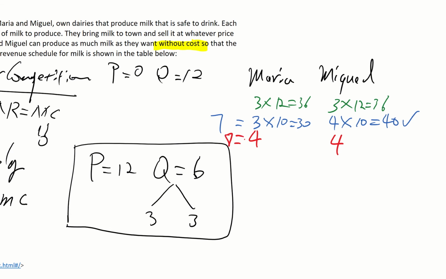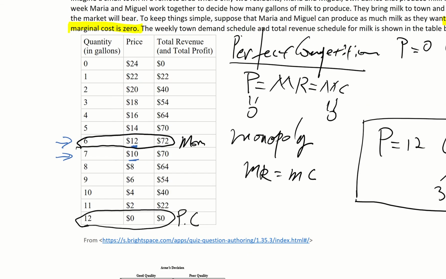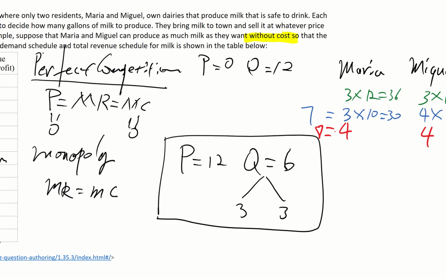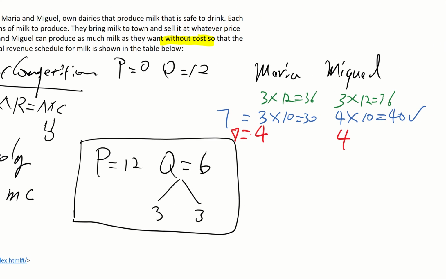Now when the quantity goes to 8 gallons, the price will change. The new price will be $8. So let's see what happens. For Maria, 4 gallons produced at $8 each is a $32 profit. And for Miguel, 4 gallons produced at $8 each is also a $32 profit.